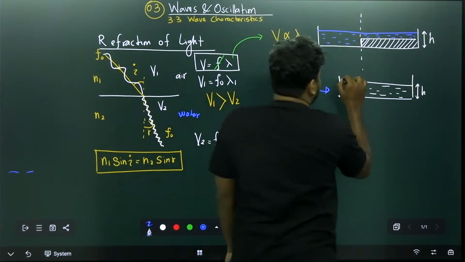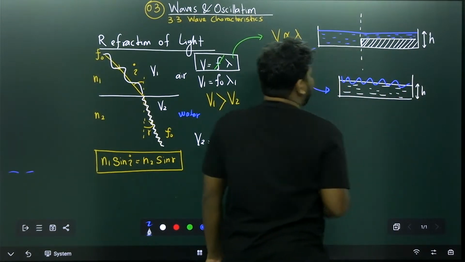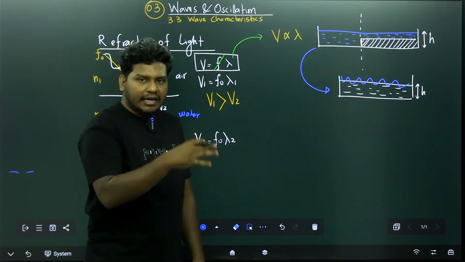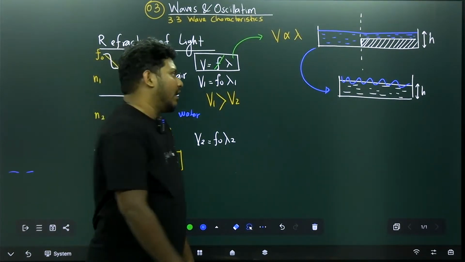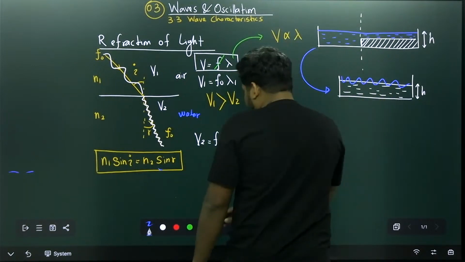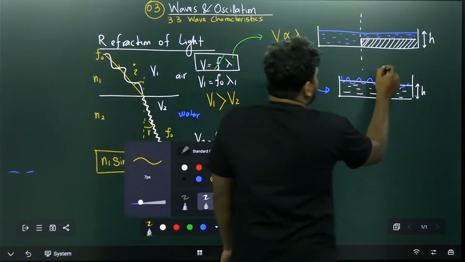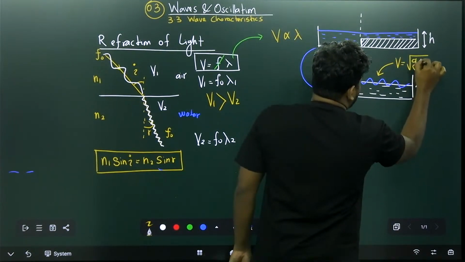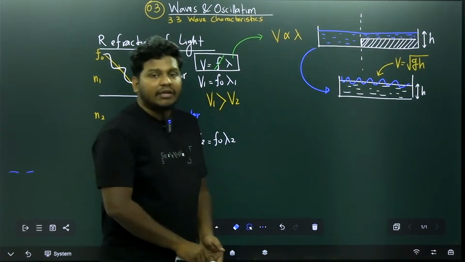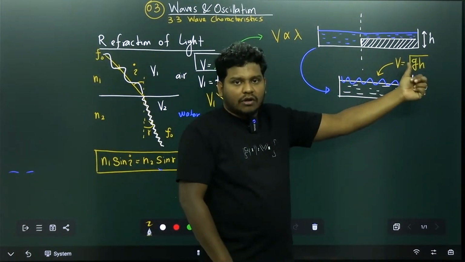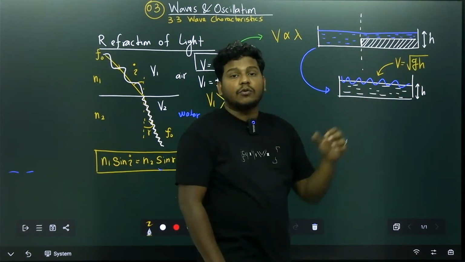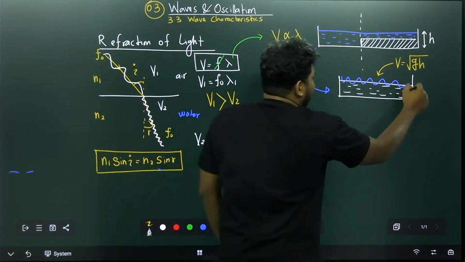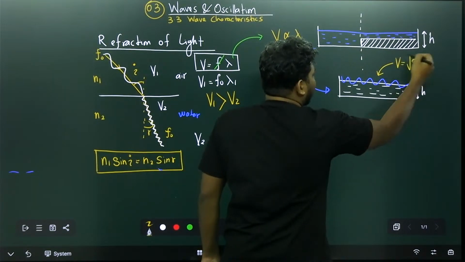Let's assume that we are creating a wave on the water surface. This wave's velocity is given by V equals root GH. What is this? The wave's velocity is equal to the root of gravitational acceleration times water height. What is the height here? The height here is h. So V is equal to root of GH.